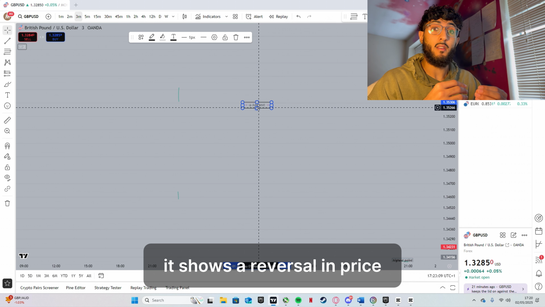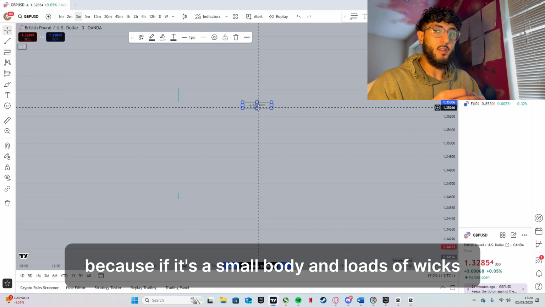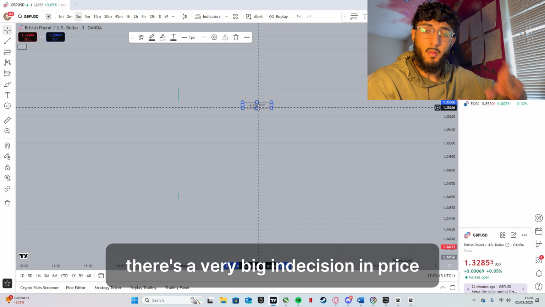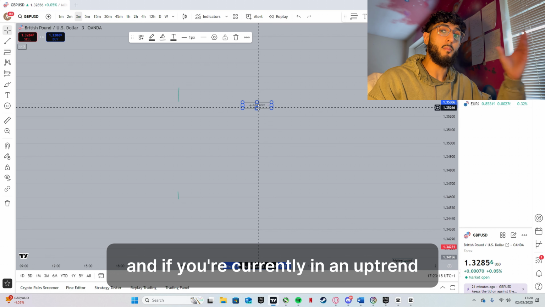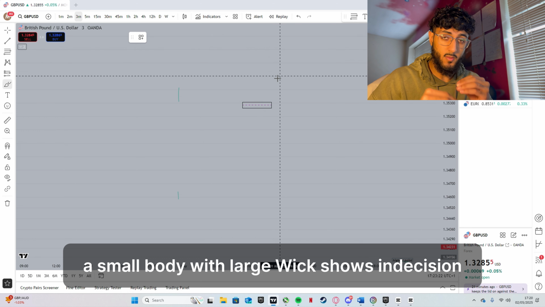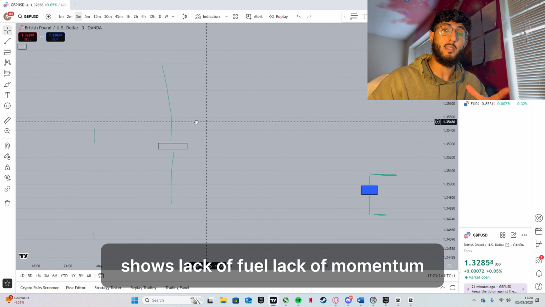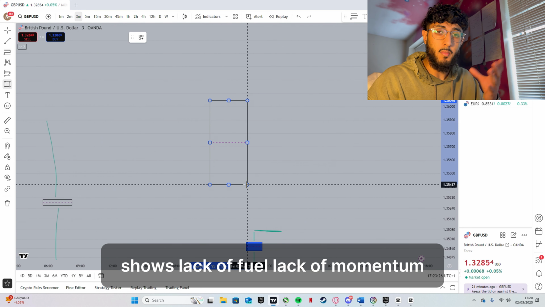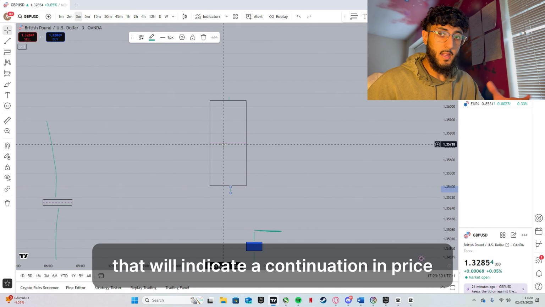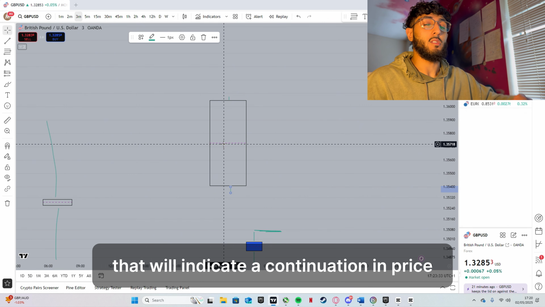Instead, it shows a reversal in price, because if it's a small body and loads of wicks, there's very big indecision in price. Price doesn't know whether it's going to go up or down, and if we're currently in an uptrend, a small body with large wicks shows indecision, shows a lack of fuel, lack of momentum, therefore a reversal in price. If it's a strong candle, that will indicate a continuation in price.